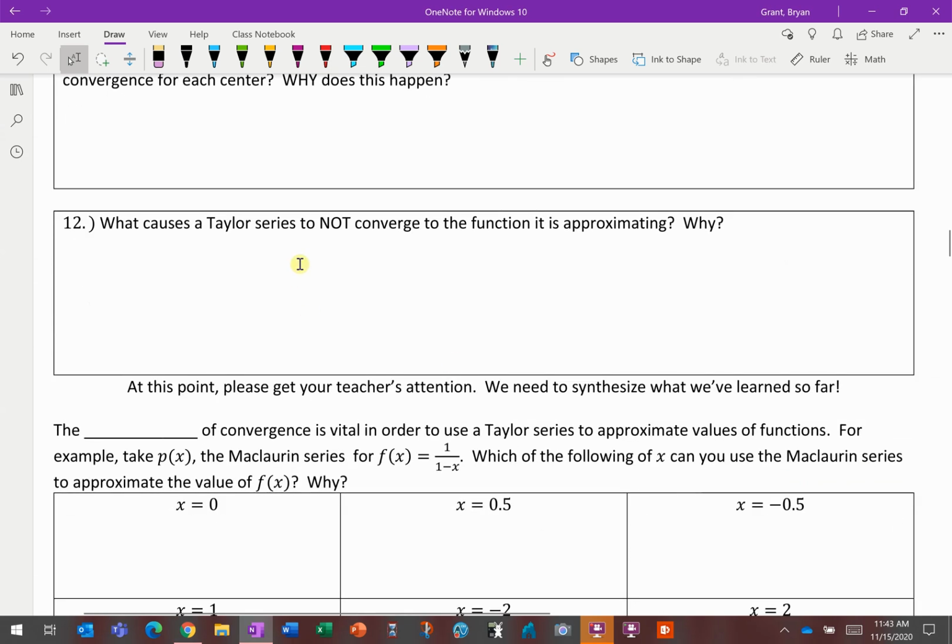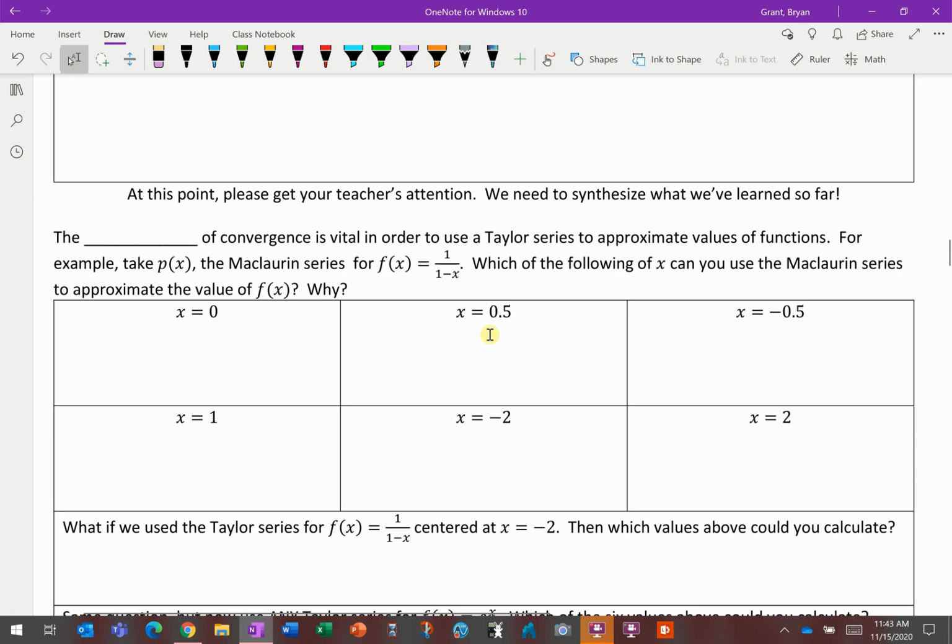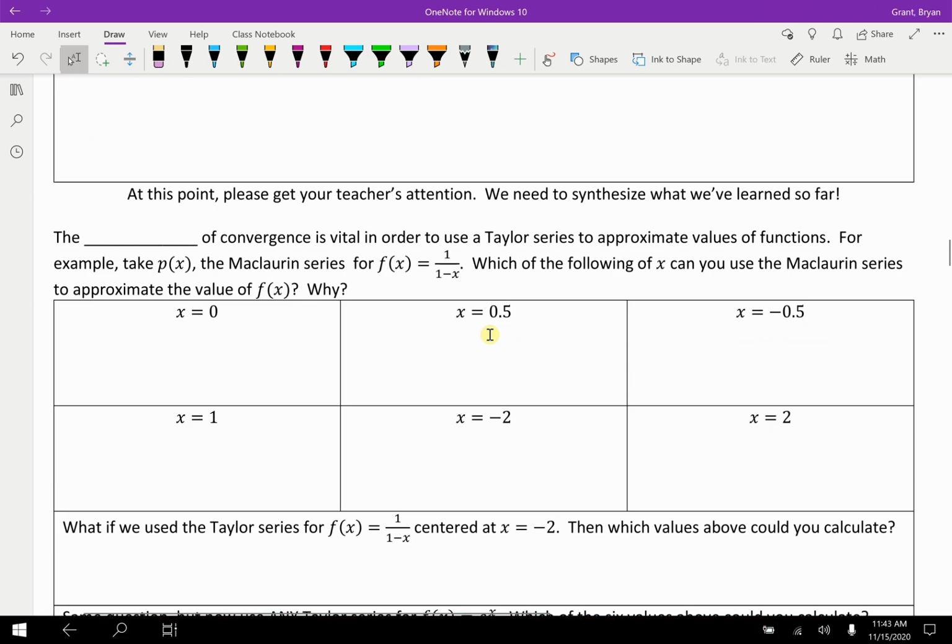All right, we did that. What causes the Taylor series to not converge? We already discussed that. Discontinuities. So we're going to go through and quickly discuss what we've learned so far and try to summarize it, and then get to the end of class.